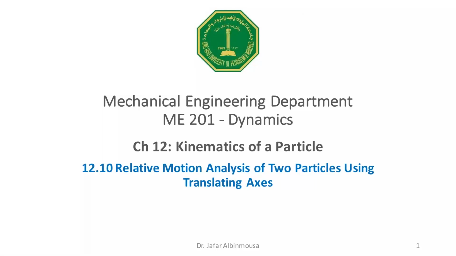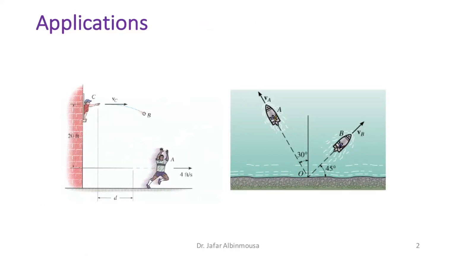Welcome all to the last section of chapter 12. This section is about relative motion analysis of two particles using translating axes. These are two examples where relative motion of two particles using translating axes is used.